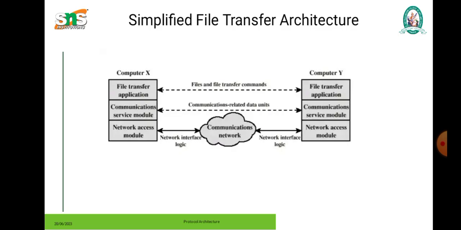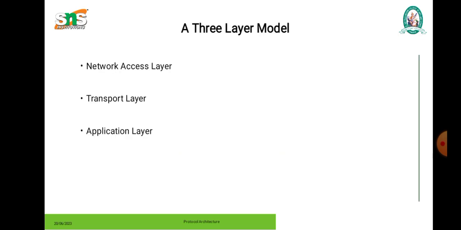the communication service model communicates the data units from one system to another system, and the network access module communicates to another system through the network. They transfer the data through a network interface logic from one system to another. It is classified into a three-layer model. The first is the network access layer, the second is the transport layer, and the third is the application layer.